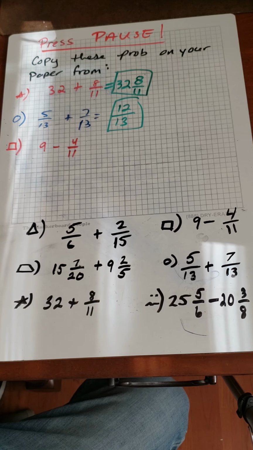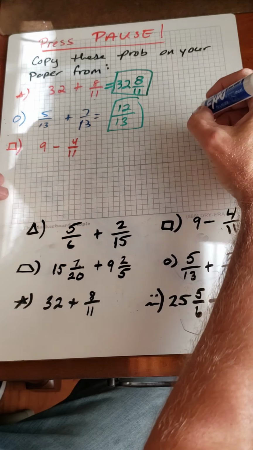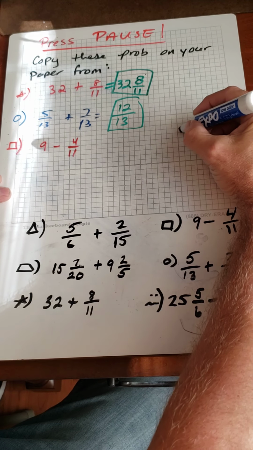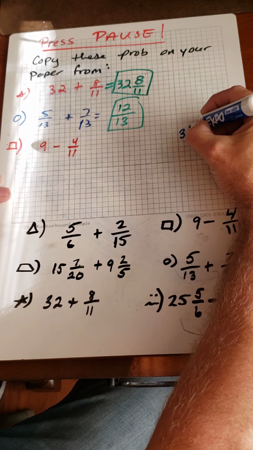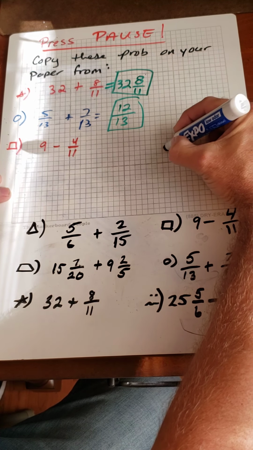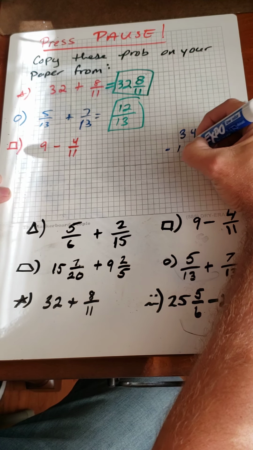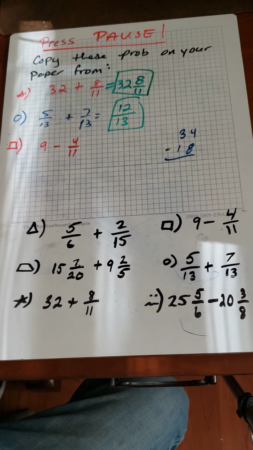I'm going to give you guys a little side problem here and just tell me how you would do this one, in your own heads, or talk it out. I don't care. So if we had 34 minus 18. Okay, so 34 minus 18.